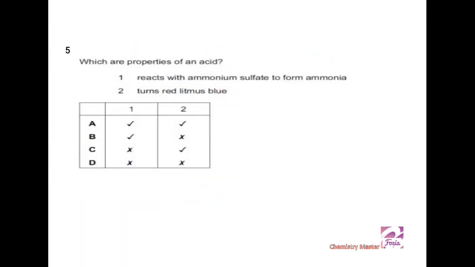MCQ number 5. Which are the properties of an acid? Acid reacts with ammonium sulfate to form ammonia. No, it is wrong. It's not the property of an acid. It is the property of an alkali. And the second one, turns red litmus blue. Again, it can't be an acid. So none of the properties is shown by any acid.